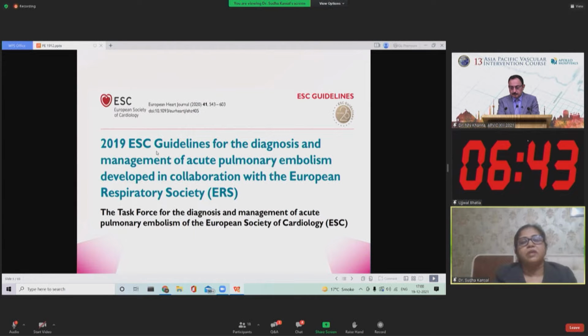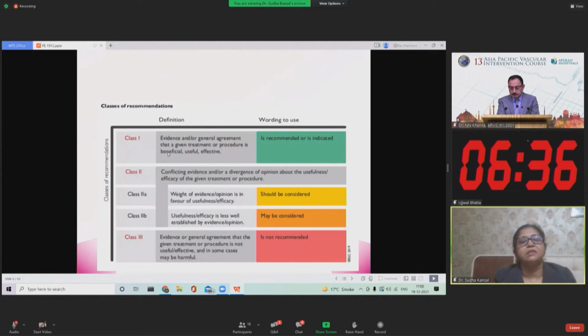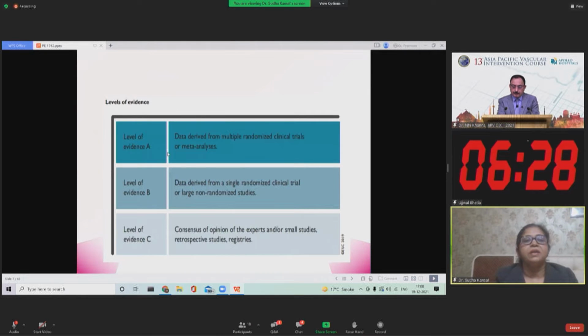The 2019 European Society of Cardiology guidelines are very useful and very practical to address this, and we follow this. They have given various classes of recommendation depending upon how they grade the particular recommendation, and also depending upon what is the level of evidence which is available.